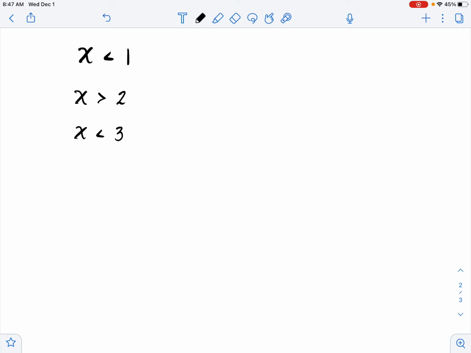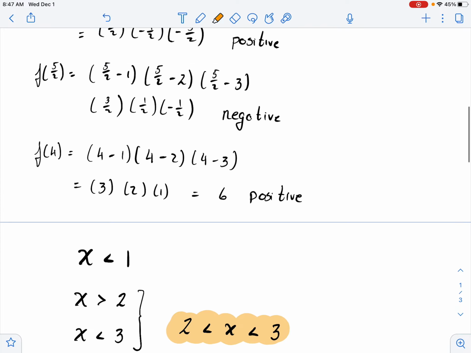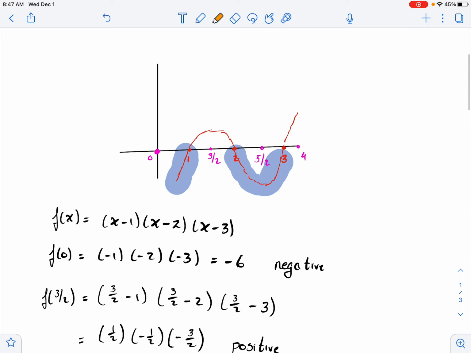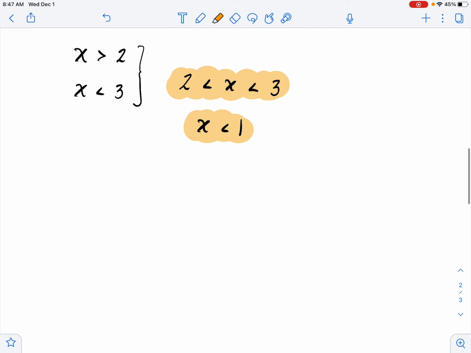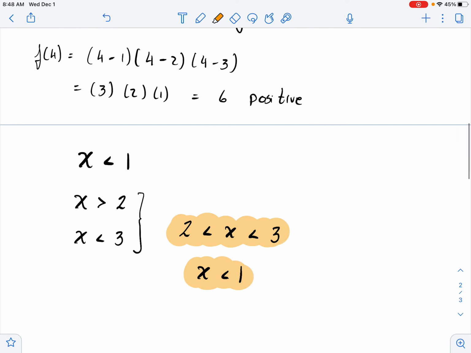And so my solution, I could group these two together. This is 2 less than x less than 3, and also x less than 1. These two taken together are my solution set. So it's for values of x between 2 and 3, and for values of x less than 1, that my function will be negative. At all other values of x, my function will be positive. And so that's the solution right there.